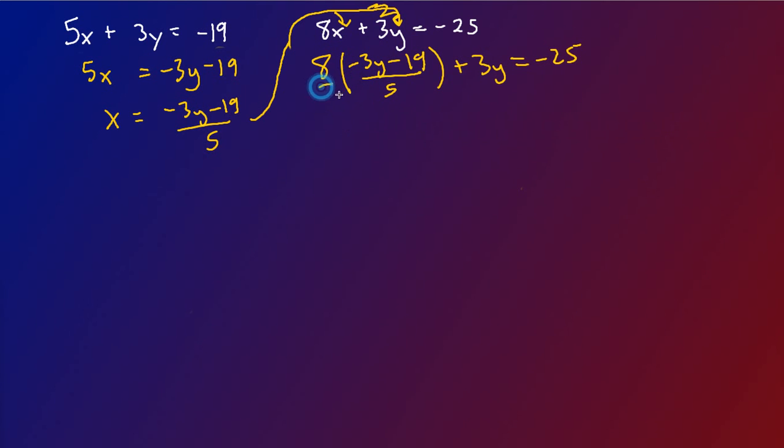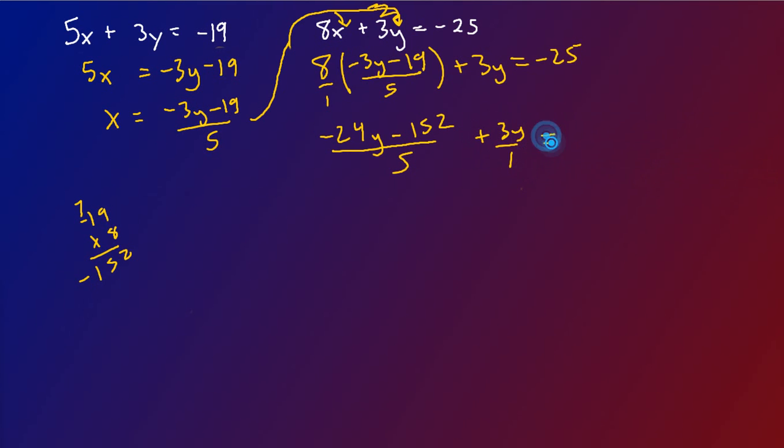That 8 distributes. It's 8 over 1. So I get -24y, and then I need to do that -19 times 8. So I'll go ahead and do that. I get -152. That's all over 5 plus 3y. I'm going to want to remember that's over 1 equals -25. Now, remember what Mr. Kane says. If you have fractions, clear them. So I'm going to multiply everything by 5.